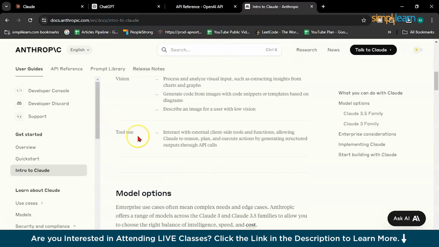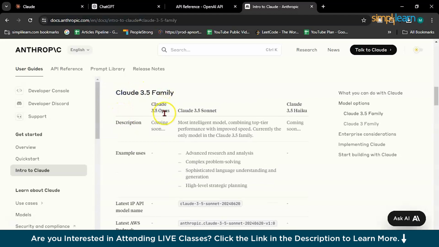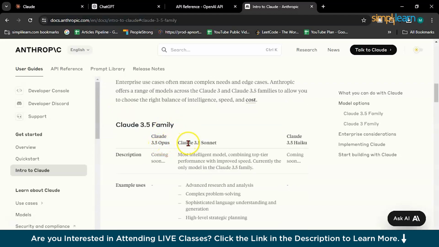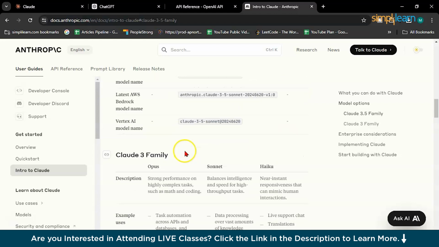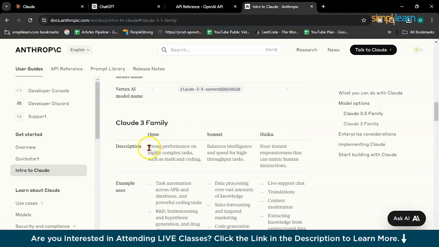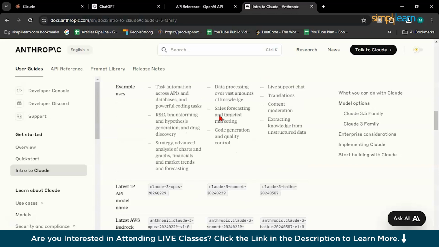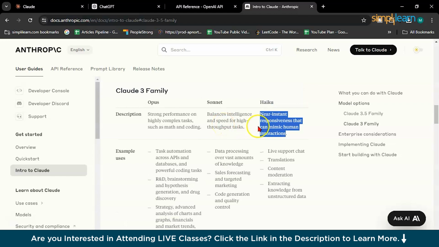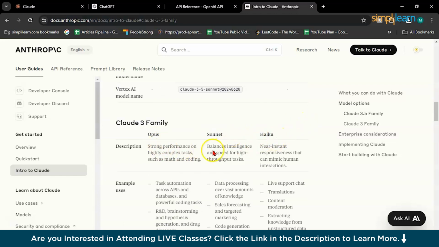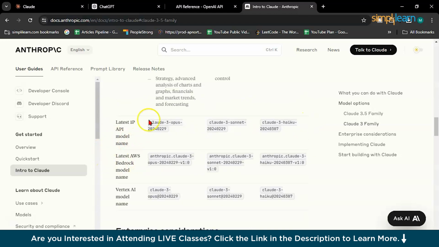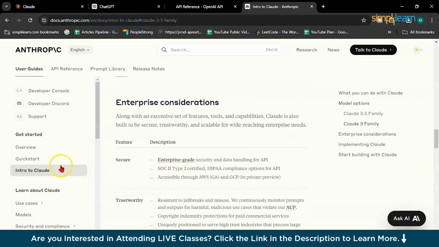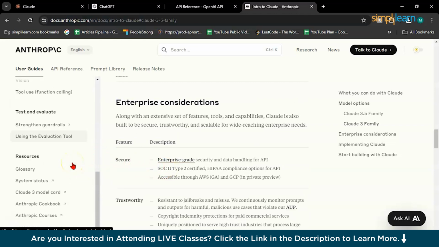So Claude is a family. Here you can see this Claude family has a few versions: Claude 3.5 Opus, Claude 3.5 Sonnet, and 3.5 Haiku. And this is coming soon, as you can see. Here you can learn about all the families of Claude 3. Like in ChatGPT, we have ChatGPT 3.5, ChatGPT 4, and ChatGPT 4o. ChatGPT 4o is a premium version. So here also Opus and Haiku are premium versions. So you can learn about the APIs of these three. I repeat, here you can learn about the APIs of the particular Opus family.